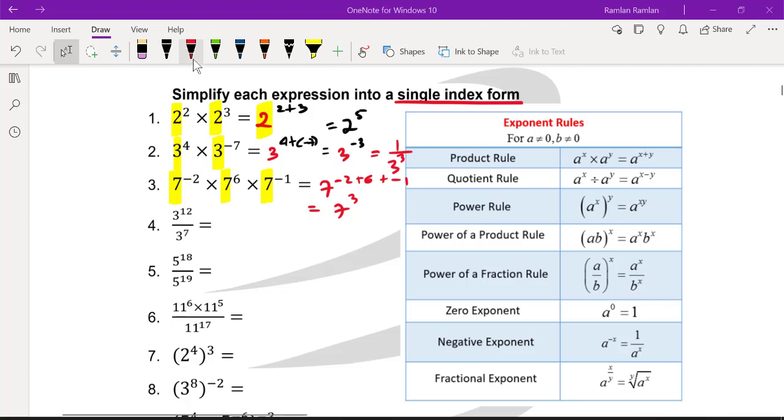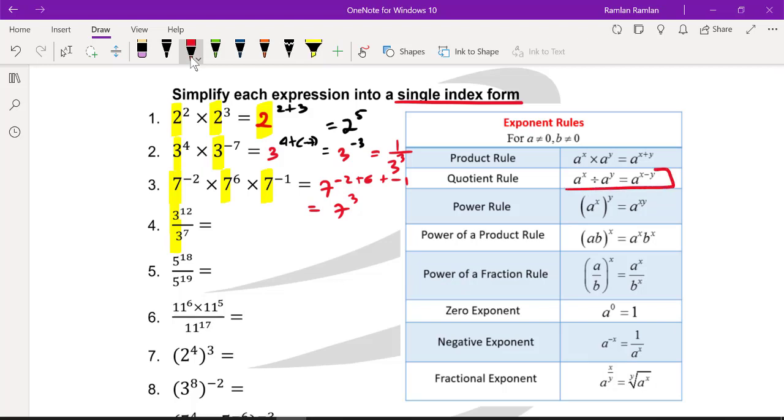Moving on to number 4. Here we have a division. Previously we had multiplication, so you only needed to add the power. Just make sure that they have the same base. The same thing with number 4 until number 5, for example. Here we have a division, 3 to the power of 12 divided by 3 to the power of 7. Again, the first thing you need to see is whether they have the same base or not. Here we have the same base, which is 3, so we can just subtract the power.